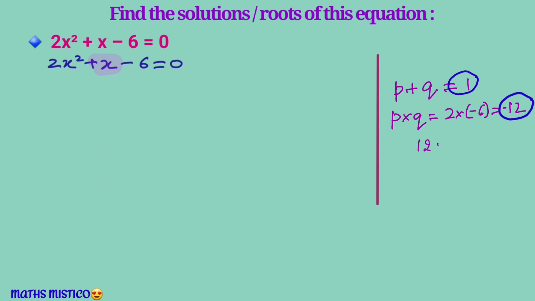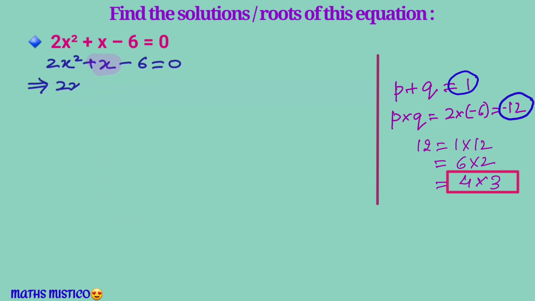We can express 12 as a product of 1 and 12, or 6 and 2, or 4 and 3. Out of these, the one which has difference 1 is 4 and 3. So the values of p and q are plus 4 and minus 3. So x will be replaced by plus 4x and minus 3x in the equation.